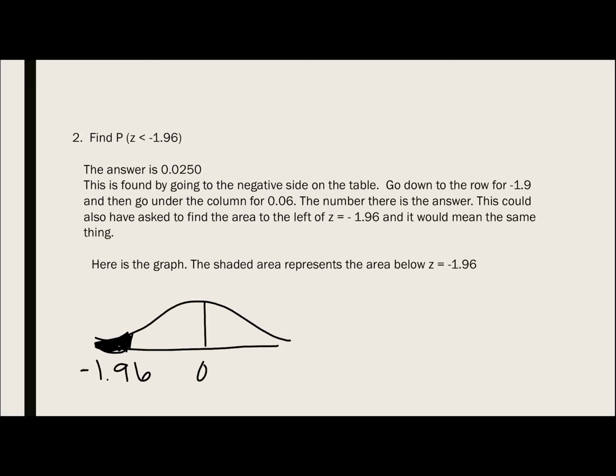This could have also asked to find the area to the left of z equals negative 1.96, and it would mean the same thing. Here's your graph. The shaded area represents the area below z equals negative 1.96. We can see that it's just a small area of the whole thing.